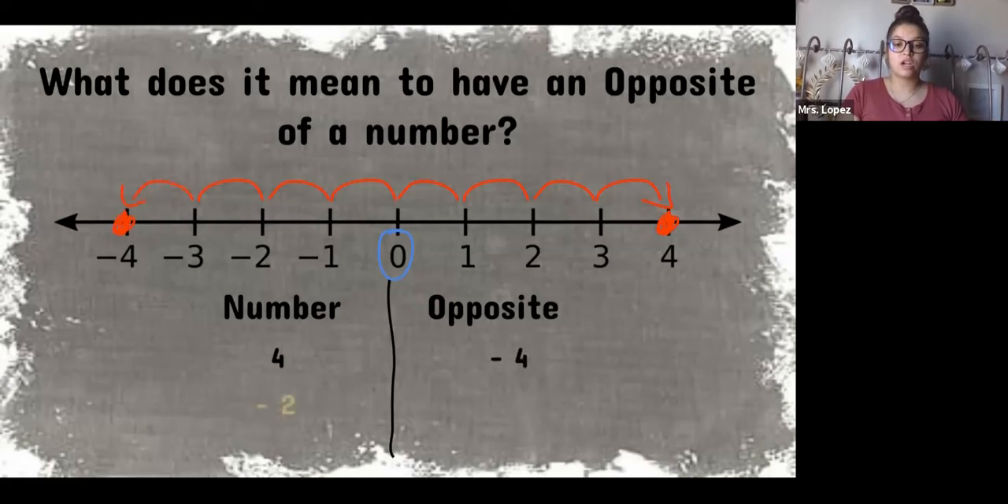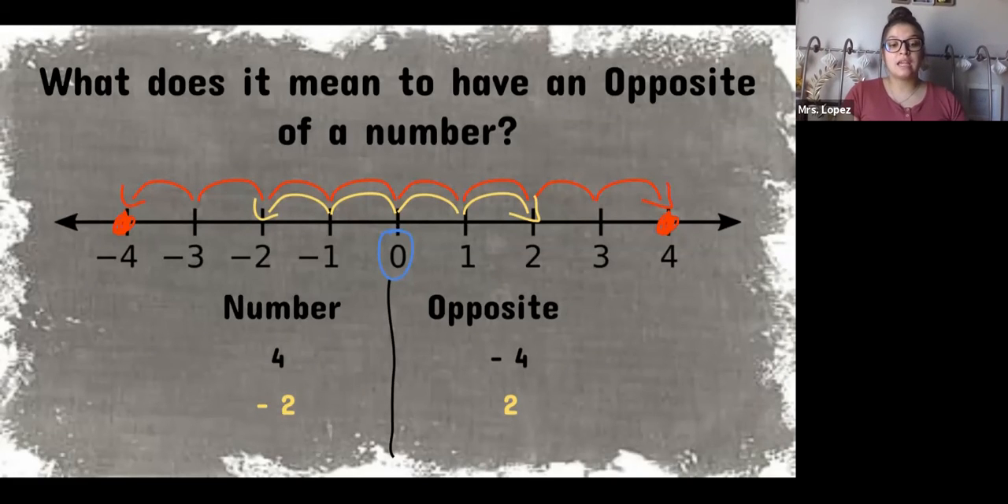Now, let's try another number. Let's say we have -2. We go from the 0 left 2 times. So 1, 2. That gives us -2. If we went to the left 2 times, that also means we have to go to the right 2 times. 1, 2. And that's going to give us 2. So the number opposite is 2 from -2.